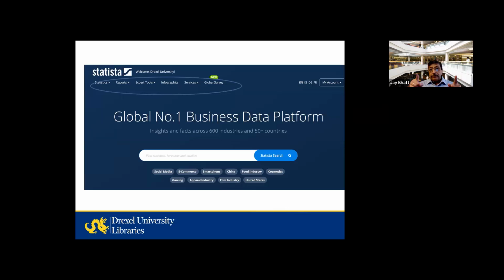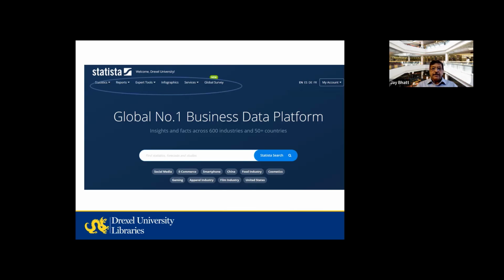Instead of just going to statista.com, we went to Drexel University Libraries, and under the databases by title page, there was a link to Statista. We click on that. Please do that, because it is an IP authenticated system where you'll be asked to enter your Drexel email ID and password, and you will be able to discover data.